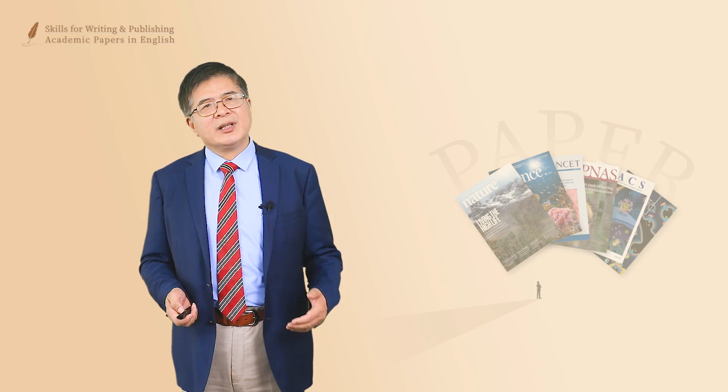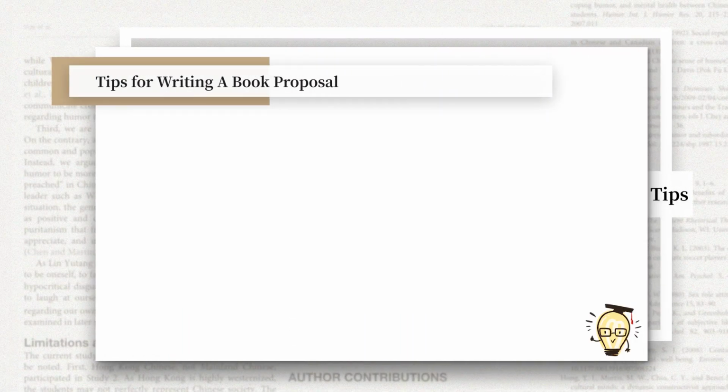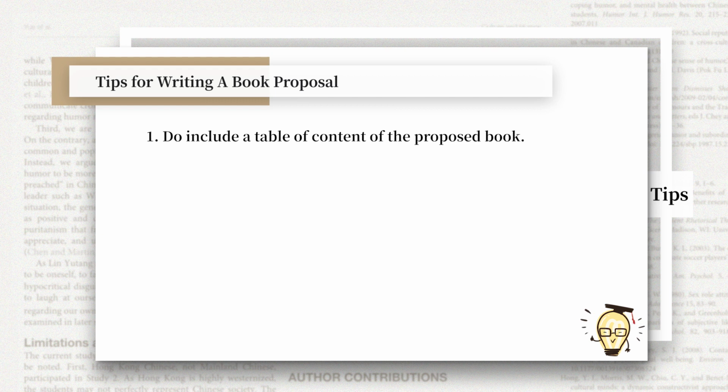Having said all of this, what are the tips for writing a book proposal? First, do include a table of contents of the proposed book: how many chapters, what each chapter addresses, and what the themes and topics within these chapters are. And second, do give a brief description of each chapter. You have to follow the instructions of the publisher. It could be 100 words or 200 words. It depends.